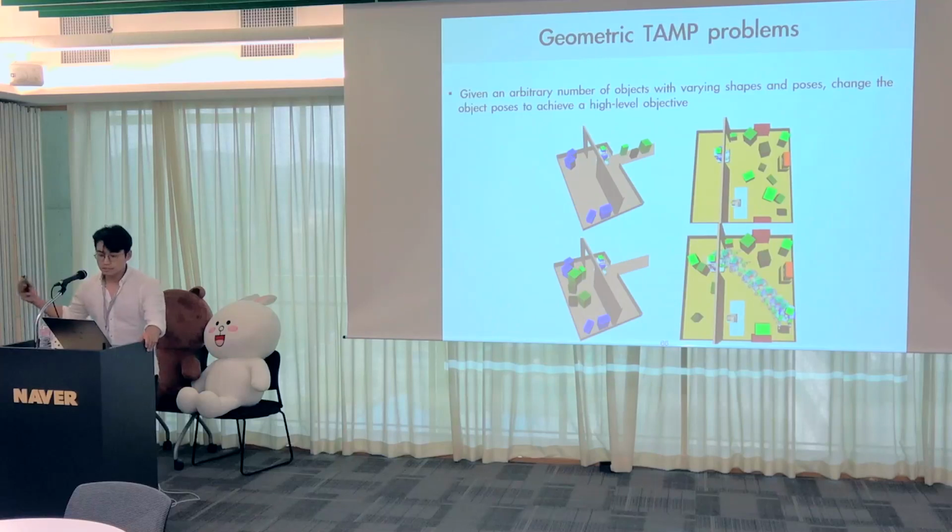And all these really require reasoning about how you pick the object and how you place the objects such that you can satisfy the collision-free constraints. So can you come up with a long sequence of collision-free motion that will achieve these high-level objectives?